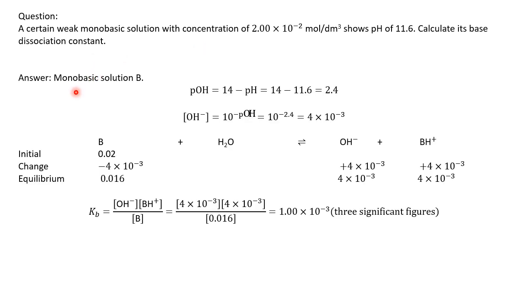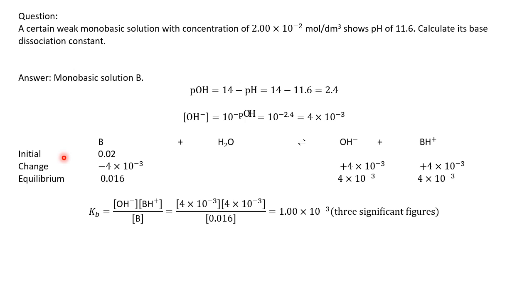First, we can represent this monobasic solution as B. The pOH of this solution is therefore 14 minus pH, or 14 minus 11.6, which is equal to 2.4. Concentration of hydroxide ion is defined as 10 to the power of minus pOH, or 10 to the power of minus 2.4. And in this case, 4 times 10 to the power of minus 3.